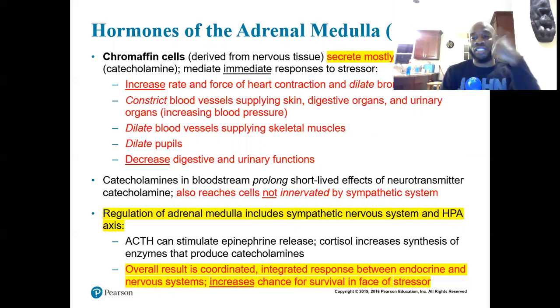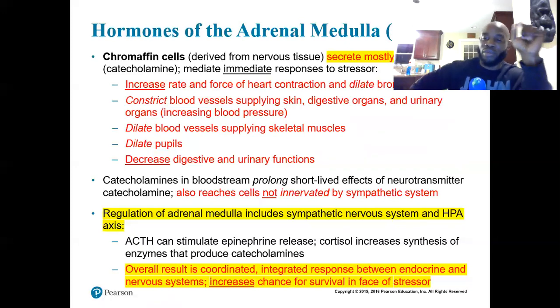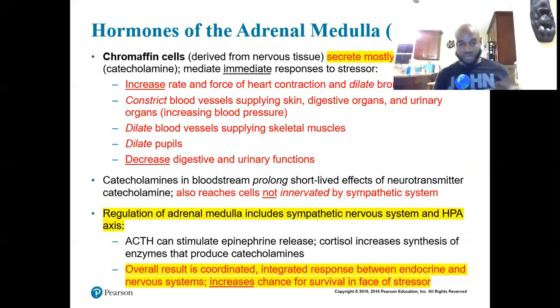I need more oxygen because I'm working. It constricts the blood vessels supplying your skin, digestive organs, and urinary organs. Remember that from parasympathetic and sympathetic. So this is going to be very similar to your sympathetic response, your fight or flight response. It dilates your blood vessels to your muscles, so more blood goes to your muscles, and less blood goes to your digestive organs, urinary organs, and your skin. We want to dilate the pupils. And this gives an added benefit when we are in fight or flight mode.